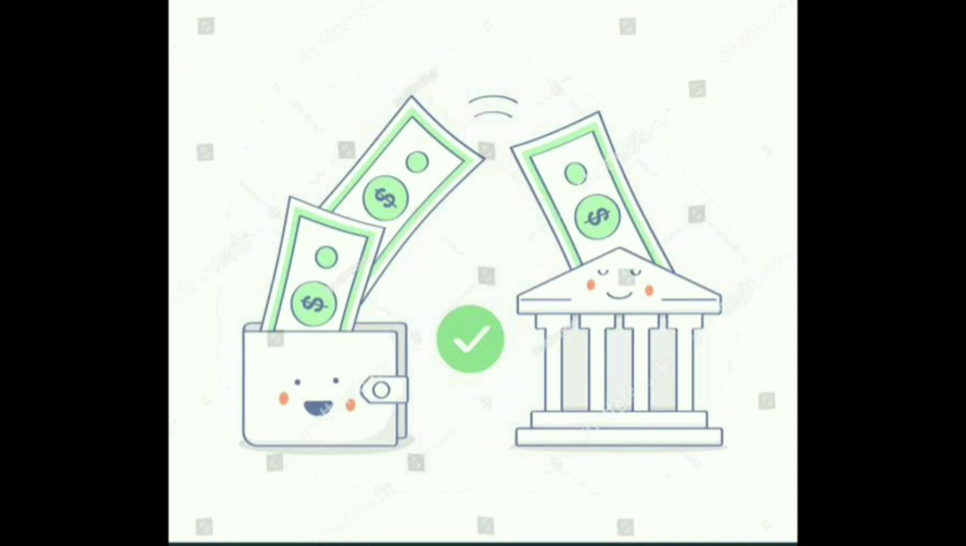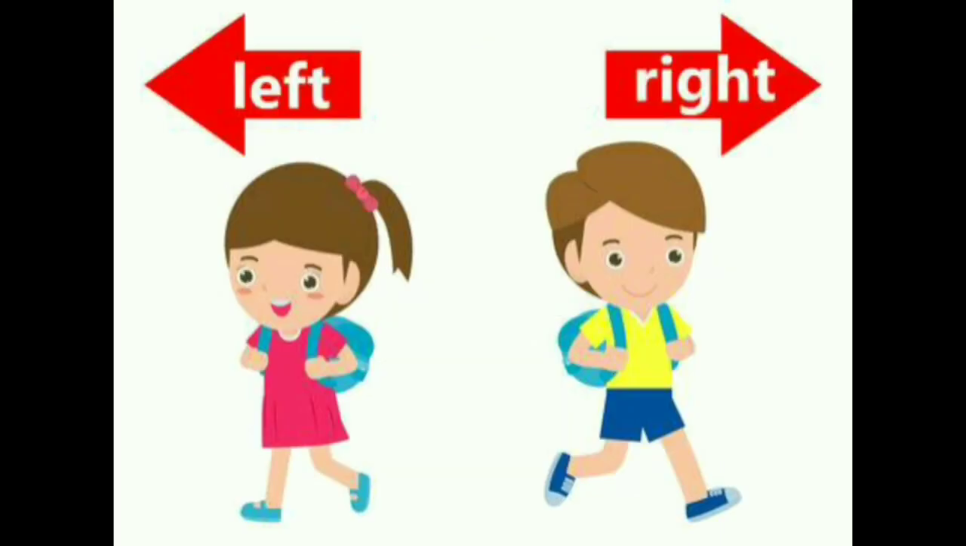Children, here I would like to share some more examples with you, like bank transactions. Bank transactions means when you deposit money in the bank, it is positive. That increases your balance in the bank. And when you withdraw some money from the bank, that reduces the balance of your money, and that is negative. Then movement, suppose if you are moving towards the right side, it is positive. The left side, it is negative. Suppose if you are moving up, it is positive.